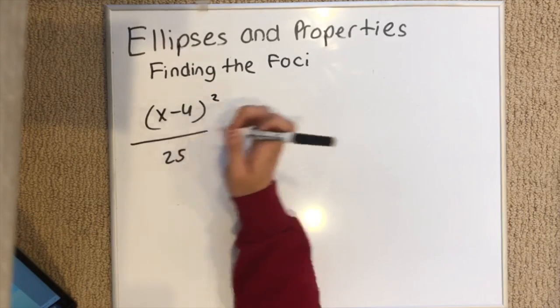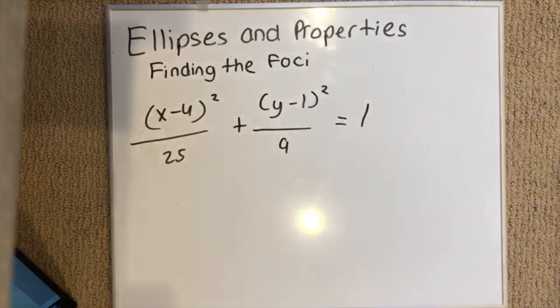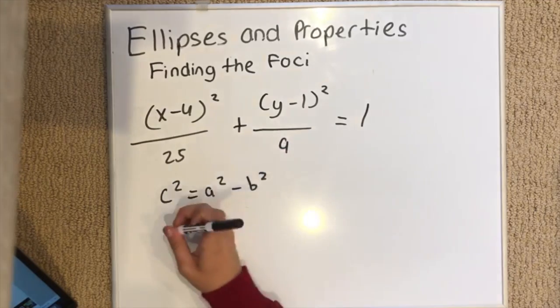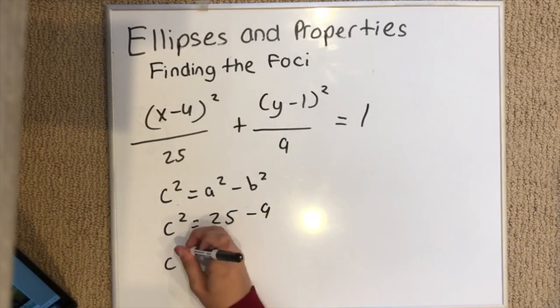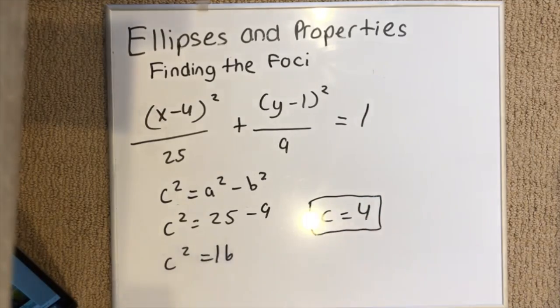In this example, (x minus 4) squared over 25 plus (y minus 1) squared over 9 equals 1. We can use a and b in order to find c using that same equation. c squared equals a squared minus b squared, c squared equals 25 minus 9, c squared equals 16, take the square root, c equals 4.